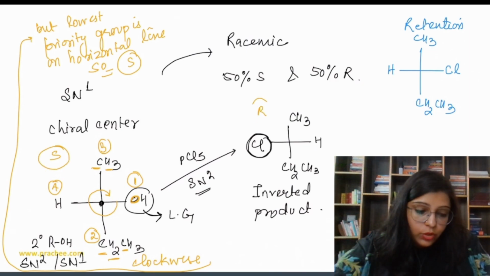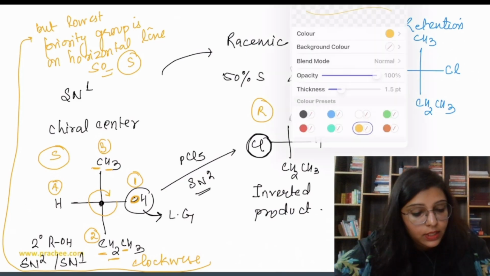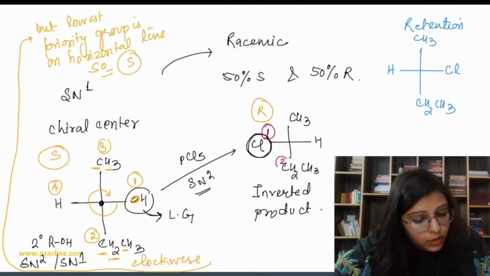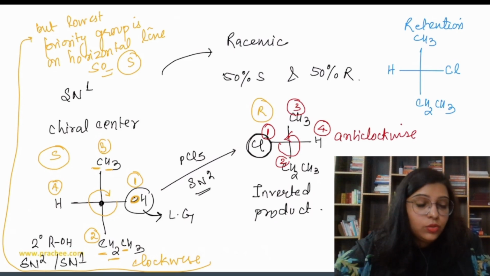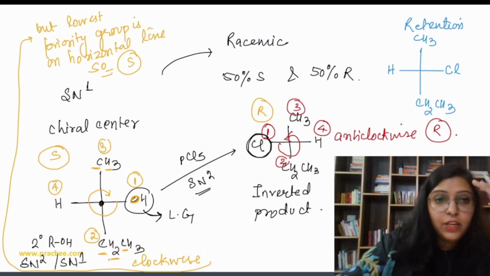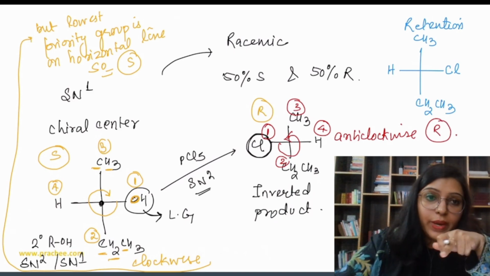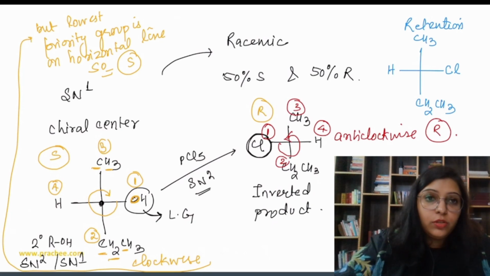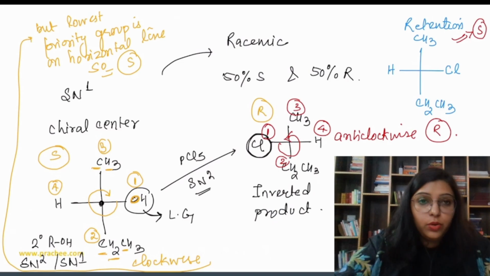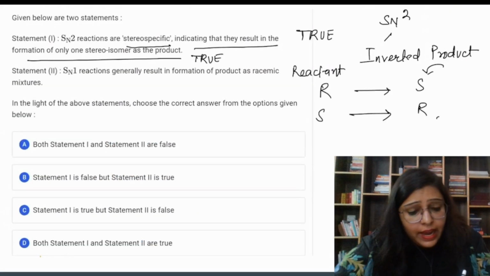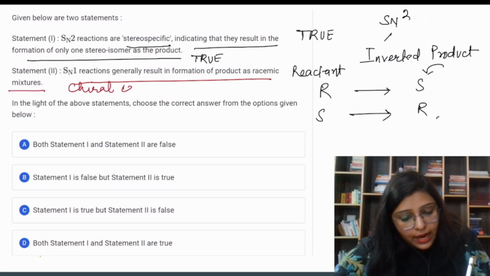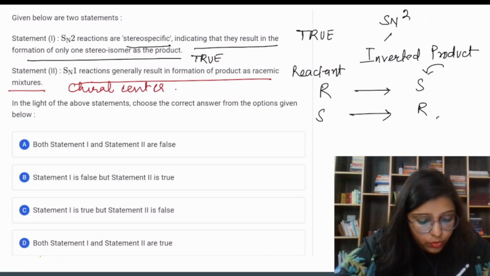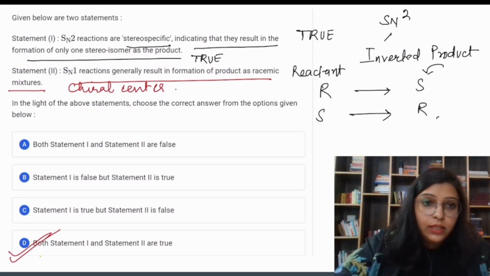So if you see this one, this is going to be R. Just check: one number to this one, second number to this one, three number and four number, right? So 1 to 2 to 3, this is anti-clockwise, but the lowest priority group is on horizontal line, so you get R. Otherwise, if the lowest priority group is on vertical line, then clockwise is R, anti-clockwise is S. So this is R, and here retention product means here you are going to get S. So that's the part. SN1 reactions generally result in the formation of racemic mixture. Yes, if you have the chiral center. Chiral center should be present, right? So both statements 1 and 2 are true. Answer D is going to be the correct answer.